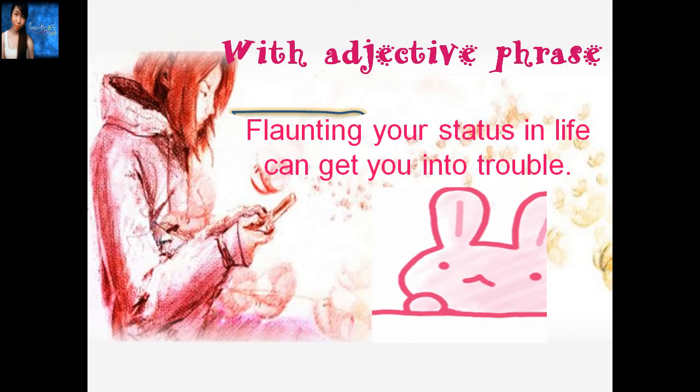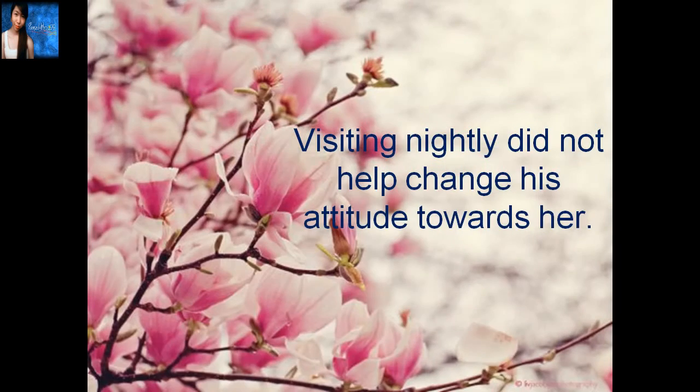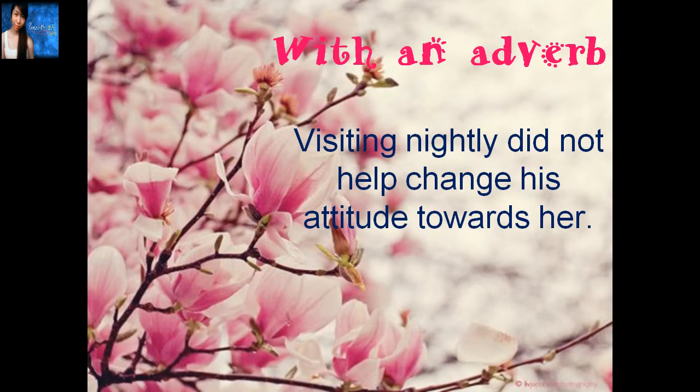For example, flaunting your status in life can get you into trouble. The gerund flaunting was added to the adjective phrase which is your status in life. Together, it becomes a gerund phrase. Third is with an adverb. Look at this example. Visiting nightly did not help change his attitude towards her. Visiting nightly is our gerund phrase, which is made up of the gerund visiting and an adverb nightly.